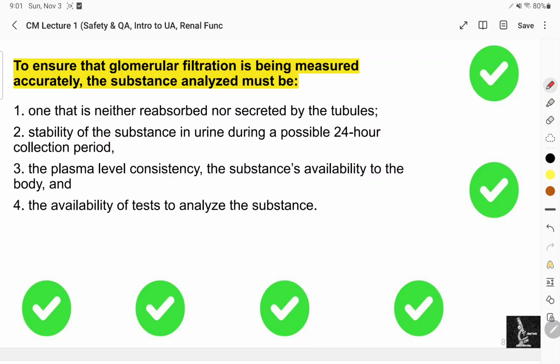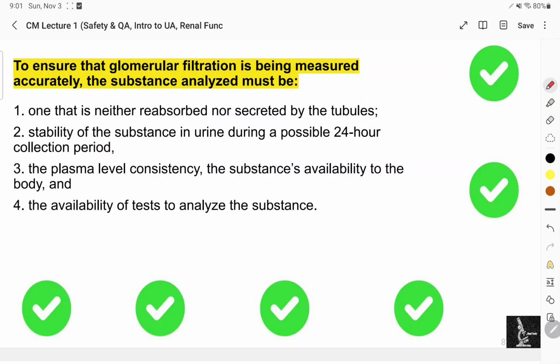And also, it should be stable in the urine. If we perform a 24-hour collection period, it cannot be, for example, that in the morning a lot is excreted but at night only a little. So it is not consistent, not stable. What is needed is that it is stable all throughout the 24-hour collection. And not just in the urine, its level in the plasma should also be consistent. It cannot fluctuate.